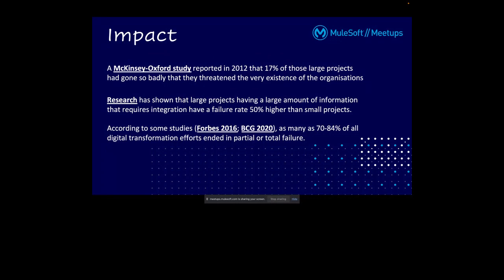Now, a Forbes 2016 study found that 70 to 84% of digital transformation efforts ended in partial or total failure. Now coming to our recent scenarios, in COVID there was a boom in digital transformation. Everyone who was doing business in their marts now also wanted to go online. For example, let's take DMart. Earlier they were doing everything in their stores. They were only store pickup.